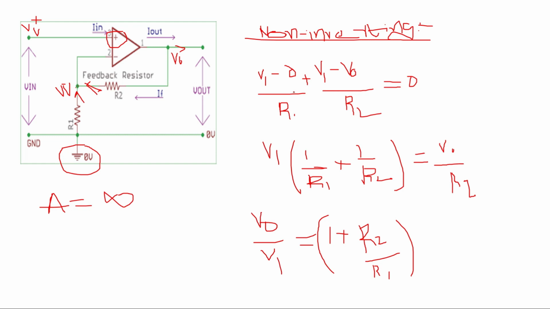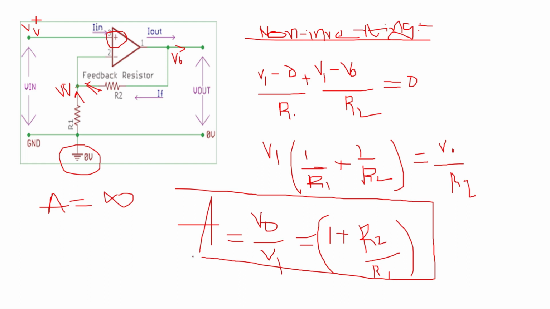you are going to get the value V0 by V1, which is nothing but output by input. We consider this as gain. So gain is 1 plus R2 by R1. In this way, for a non-inverting configuration, when I assume an ideal case, we are going to get the gain value as 1 plus R2 by R1. So this is the gain formula.